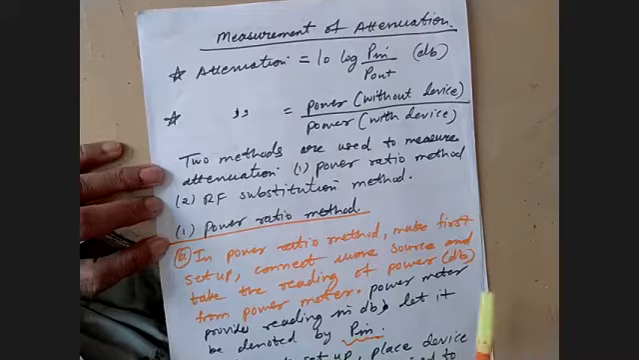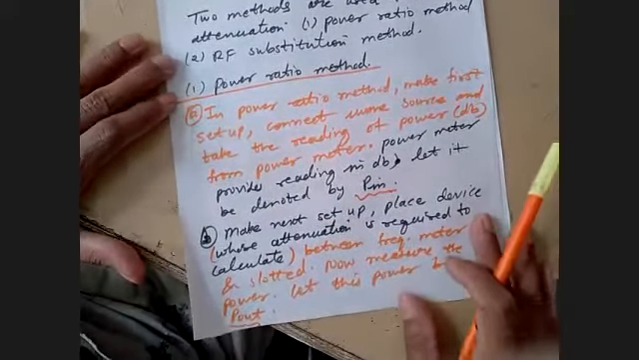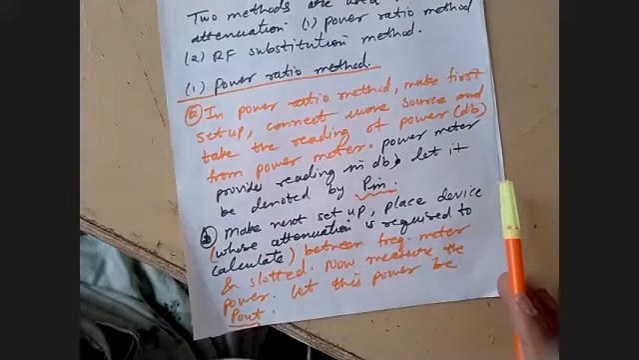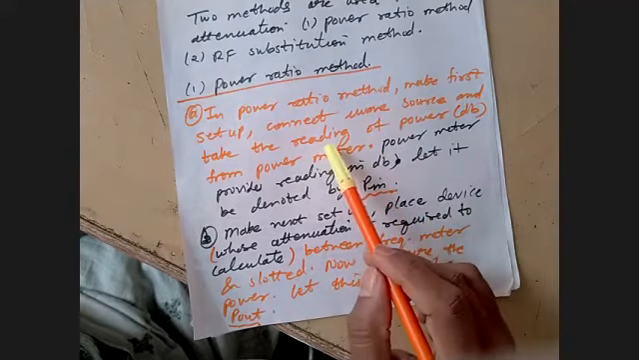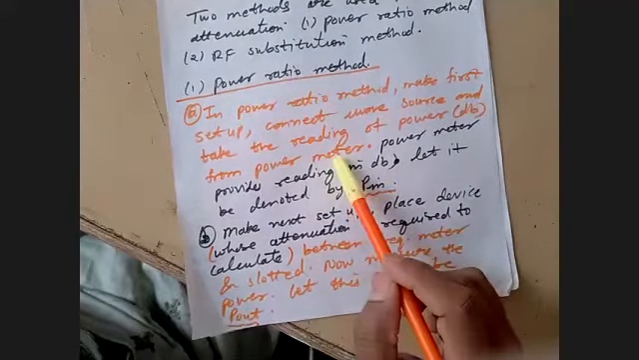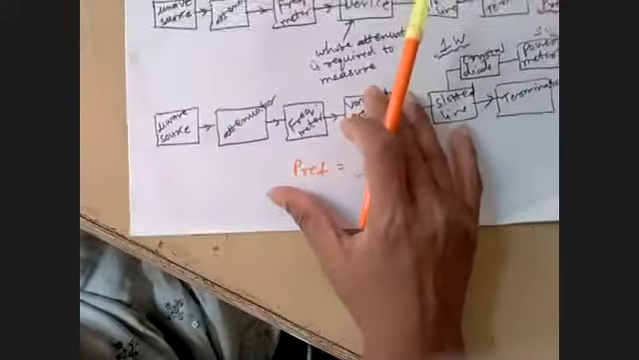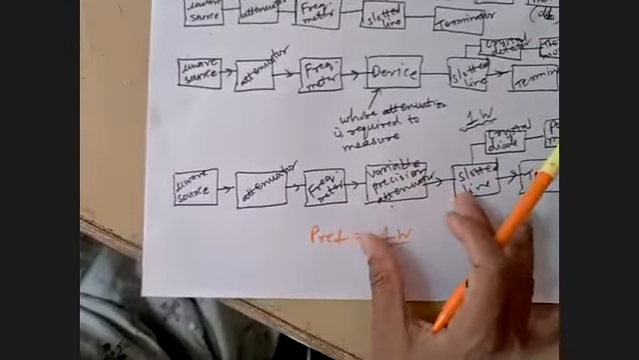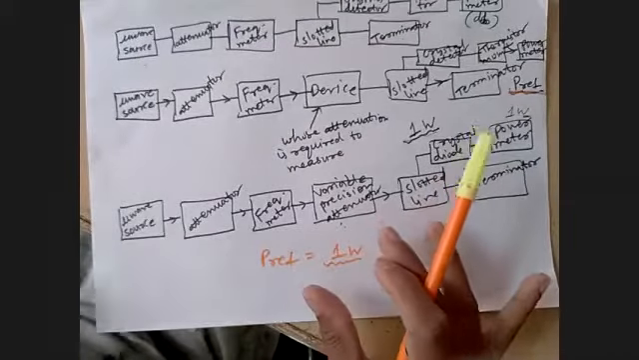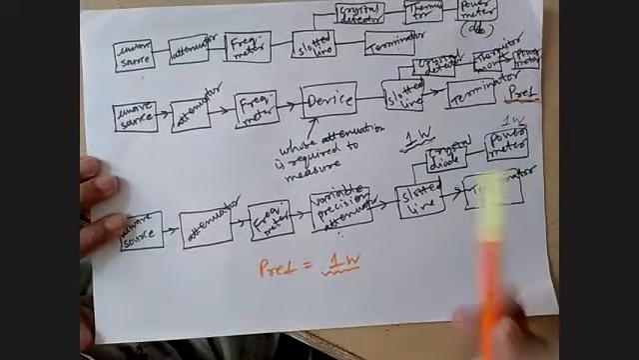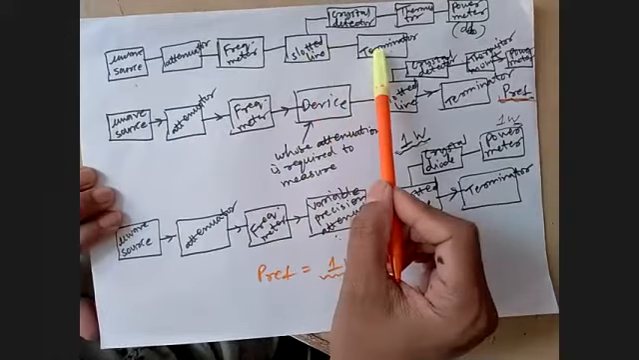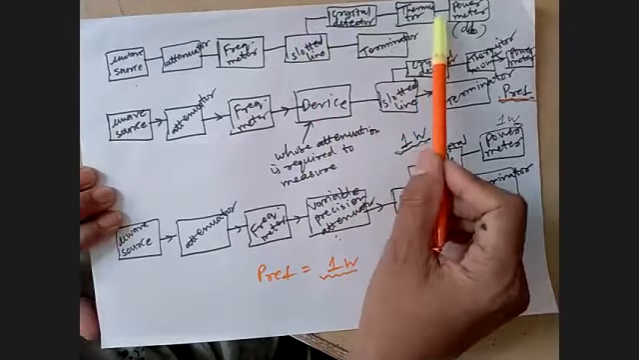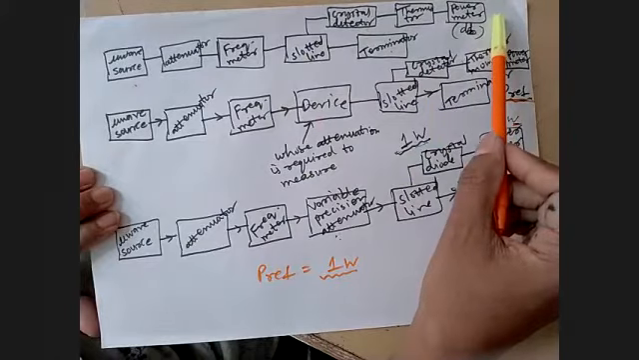In the first method, the power ratio method, we use the microwave setup. First of all, connect the microwave source and take the reading of power from the power meter. See here, this is the microwave bench setup. You see here, this is microwave source, attenuator, frequency meter, slotted line, terminator, crystal detector, thermistor mount, and power meter. So this is a microwave bench setup.